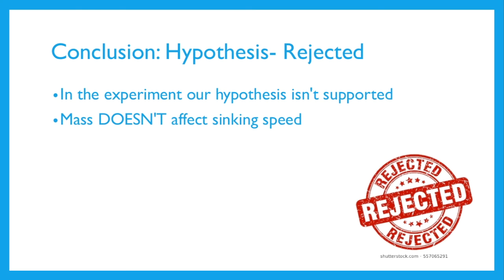And here's our conclusion. We said that our hypothesis is: if the weight increases, the time of the coin sinking down will be faster. So we can tell that our hypothesis is rejected. This is shown because even though the time isn't what we expected, we found out that the mass doesn't affect the sinking speed. It is the density and the shape of the object that really matters. And this goes against our hypothesis.